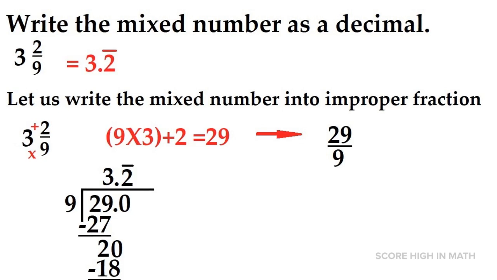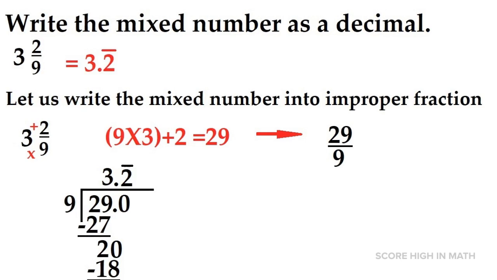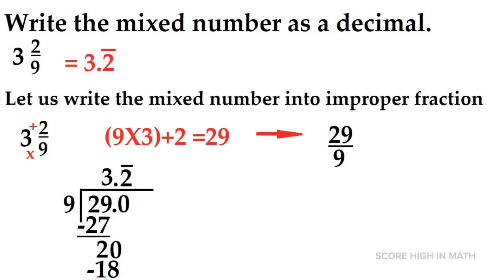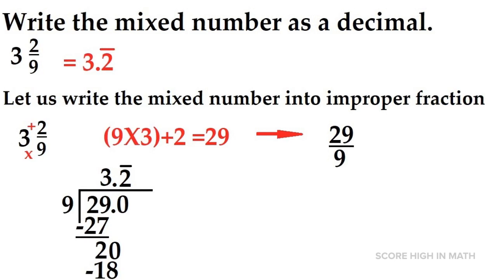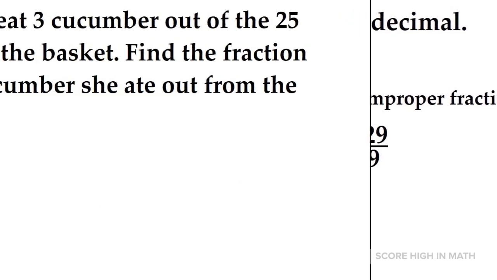There will be a bar on top of 2. So, the decimal of the mixed number 3 and 2 over 9 is equal to 3.2, where 2 is repeating. So, we're going to put a bar on top of number 2. Remember, a bar on top of a number means the number repeats.